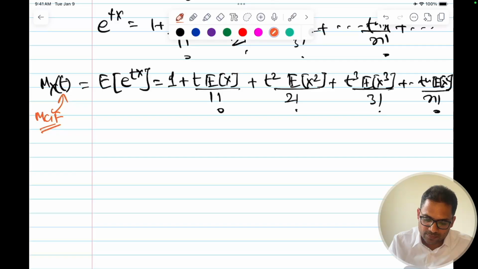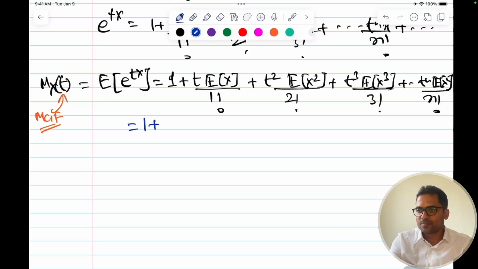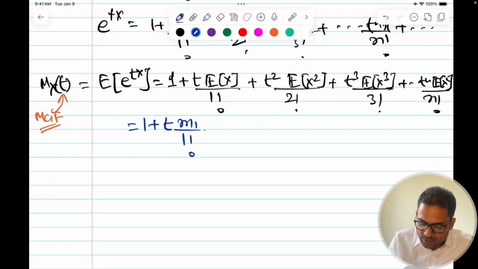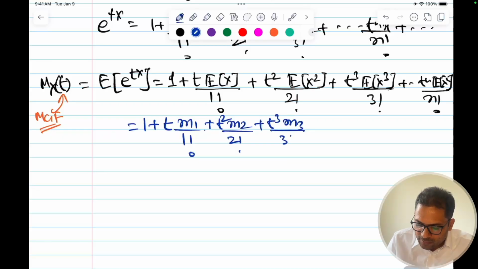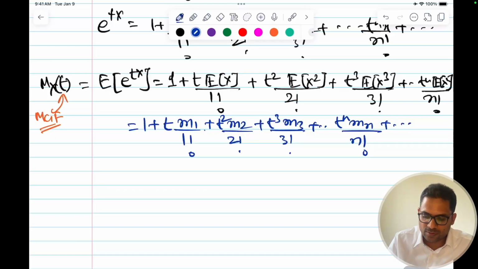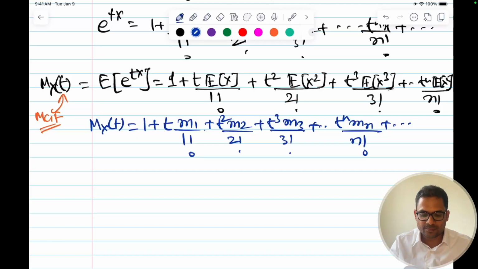Let's write it down that way. So this is equal to 1 plus t times m1 by 1 factorial plus t square times m2 by 2 factorial plus t cube times m3 by 3 factorial plus so on, t to the power n times the nth moment by n factorial plus so on. This goes on. This is my M_X(t). This is coming from here.